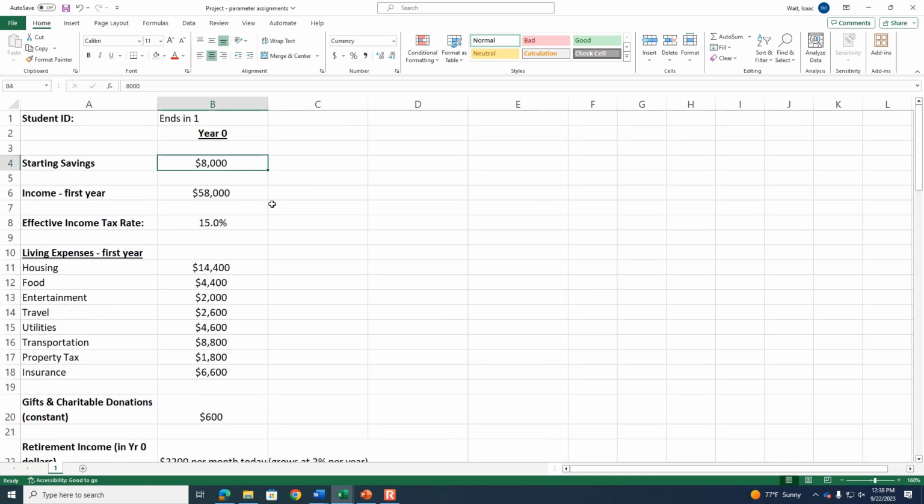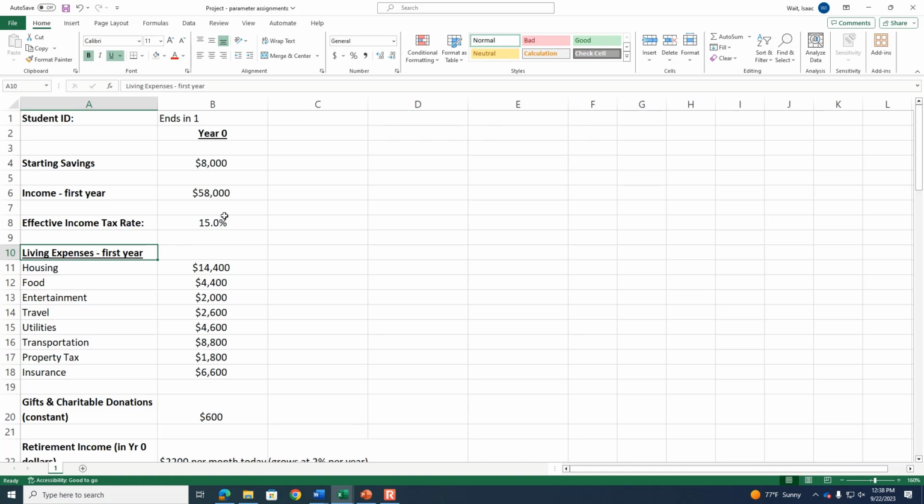But let's see what we've got. This person, when they graduate, this says they'll have $8,000 in starting savings. The first year that they work, they get $58,000. One of their expenses is going to be income tax, and so 15% of their income goes as taxes. Their other expenses, you can see, are listed here. This is all per year: housing, food, entertainment, and so on.